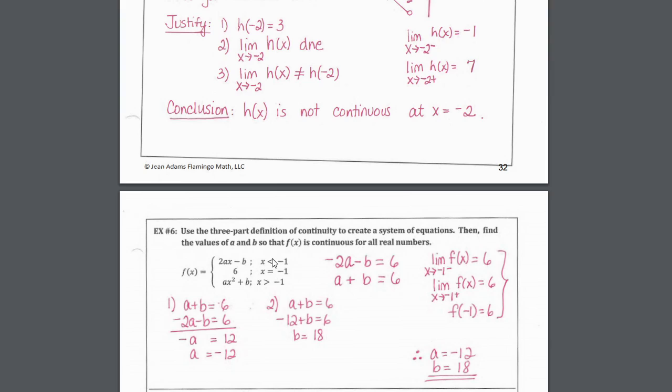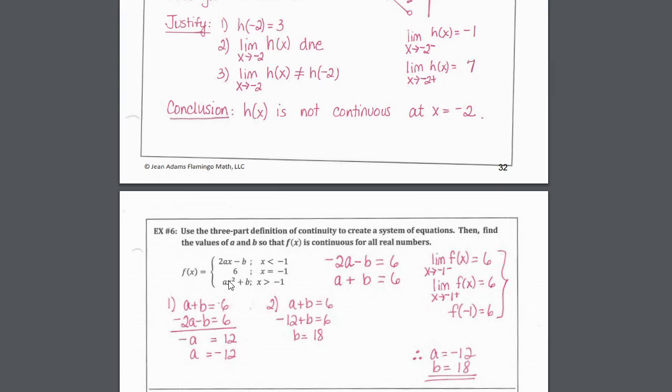So then what are you going to do? You can plug in -1 here, right? If you plug in -1, you're going to get -2a minus b. -2a minus b needs to be equal to the limit here for this middle piece, which is 6, because it's just a point, right? So -2a minus b has to equal 6, so that these two pieces connect.